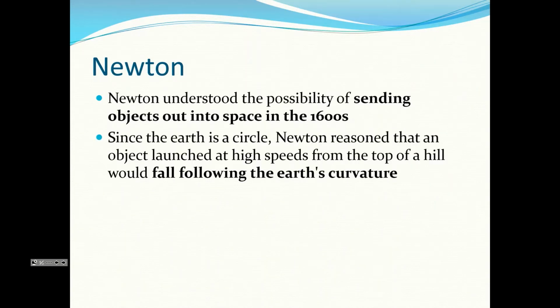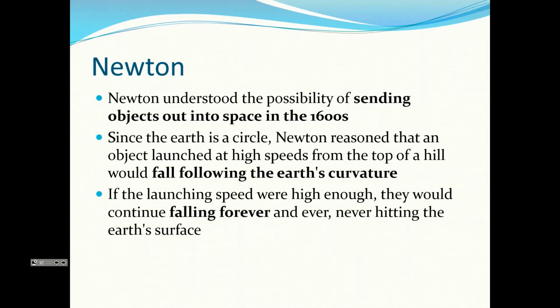So since Earth is a sphere, but a circle in 2D, Newton reasoned that an object launched at high speeds from the top of a hill would fall following Earth's curvature. If the launching speed were high enough, it would continue falling forever and ever, never hitting the surface. We talked about this before with astronauts, why they float in space. It's because they're falling forever and ever, and Newton figured that out.